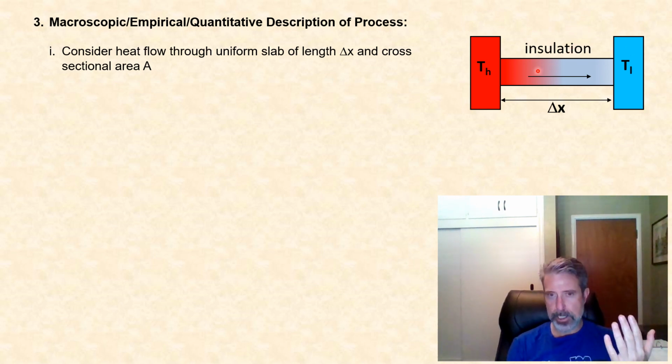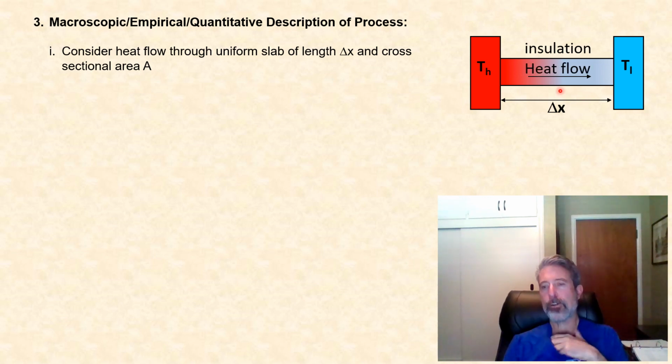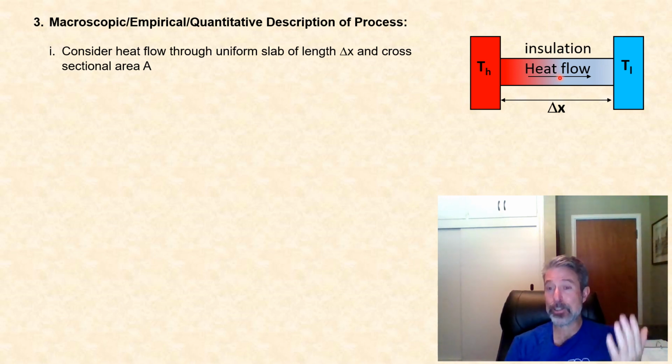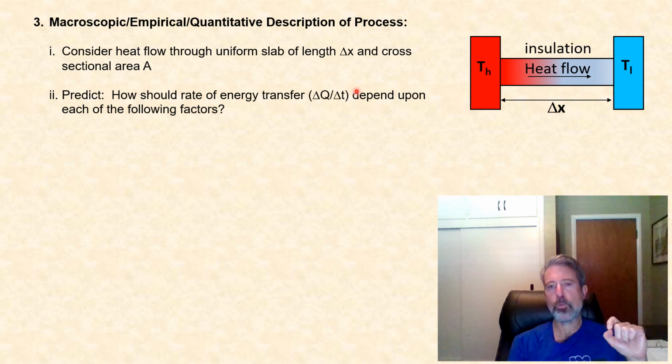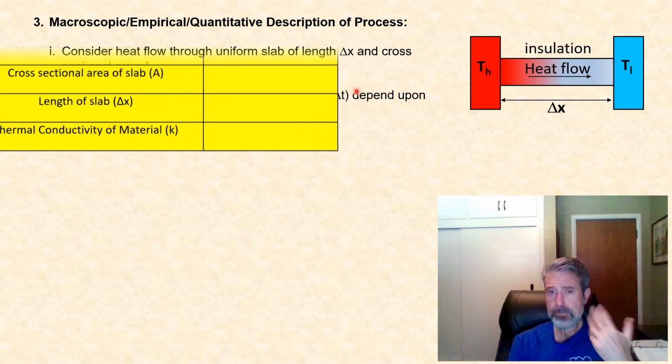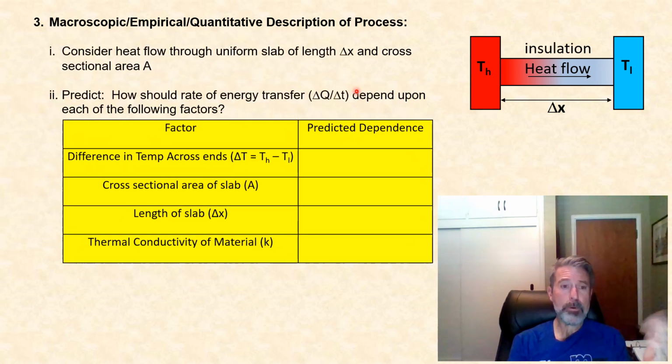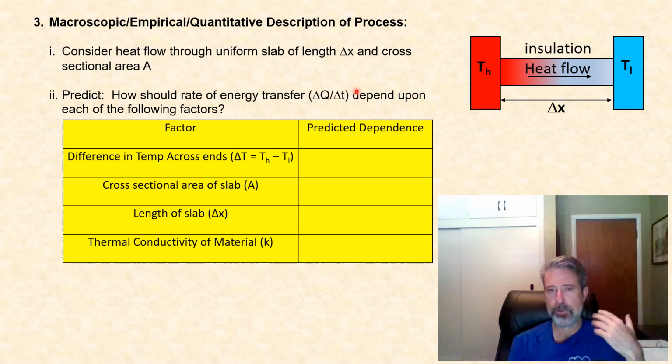And obviously the direction of energy transfer, we'll say heat flow, even though this is a bit of a misnomer because the word heat implies the flow of energy, but we still use this term, is from the high temperature reservoir to the low temperature reservoir. So what sort of factors would affect the rate at which energy gets transferred from one end of the slab to the other? Our prediction here: how do you think the difference in temperature across the ends of the slab will affect the rate at which energy gets transferred?